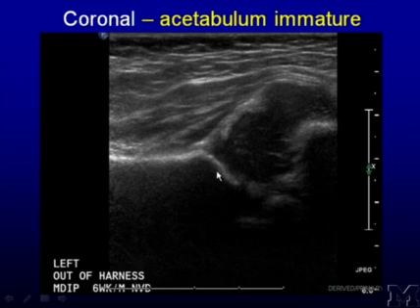Now here is one where the head is actually pretty well positioned. This is the medial aspect of the acetabulum. This is the greater trochanter. These are the gluteal muscles coming around laterally. And this acetabular roof is steeper than it should be.